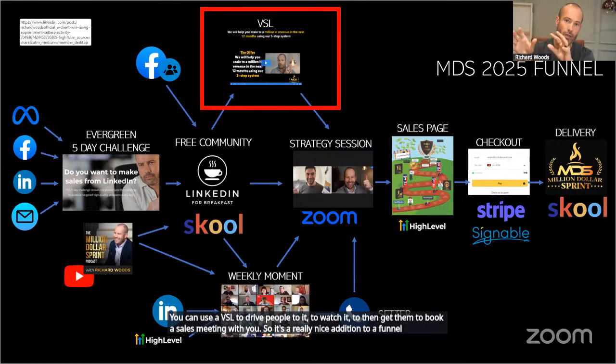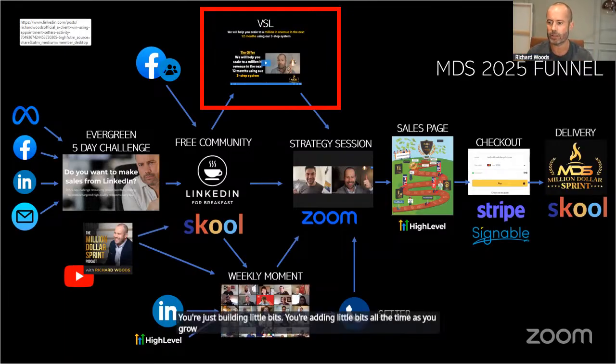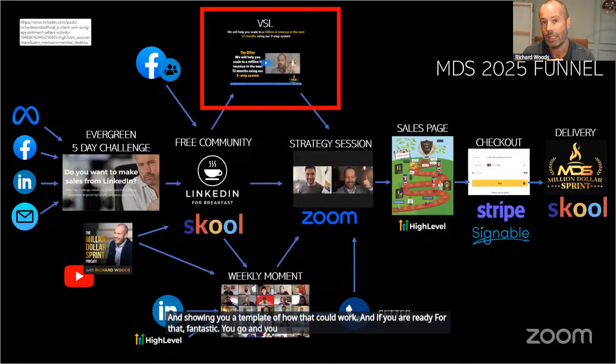And I say this to our clients that we work with on the $1 Million Sprint, where we help them build all this stuff: you're just adding little bits all the time as you grow. So don't look at this and go, oh my God, I need to build all that out straight away. You don't, but you start to implement little bits into your funnel. Once one bit's working, you add another bit. So why is this important? I'm introducing a step within a funnel that you could have, and showing you a template of how that could work. If you are ready for that, fantastic, you can build this out. If you're not, and you're just trying to get the basics together, no worries. At least you've seen it and you can see where the future might lead you.